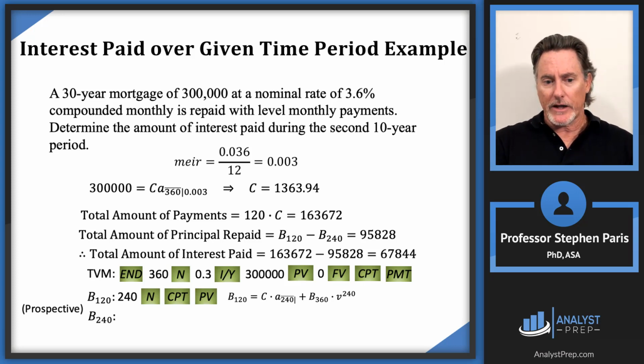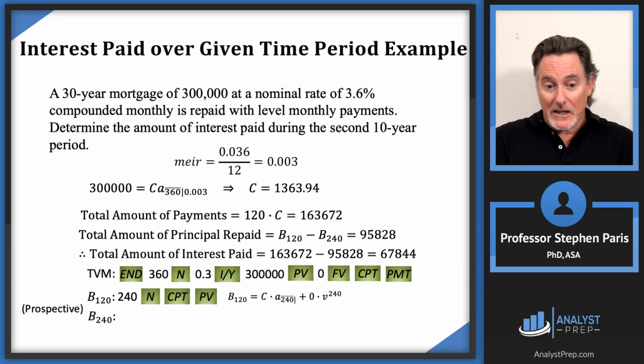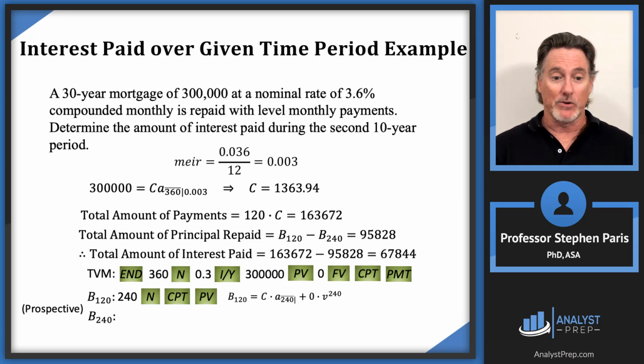Now technically, look at the last equation there where I'm relating the balance at time 120 with the balance at time 360. The balance at time 360, you just paid off the loan. The balance at time 360 is 0. But look, I already have that in my calculator, because above that you see that I have a 0 already stored as the future value. So I've already got that in the calculator. I didn't have to put anything else into the calculator. It was already there. And notice that a 0 times the v to the 240 is just 0, so I can just leave that term off.